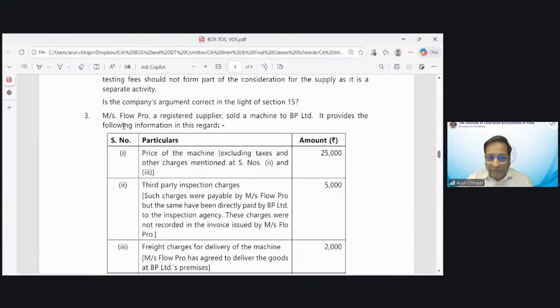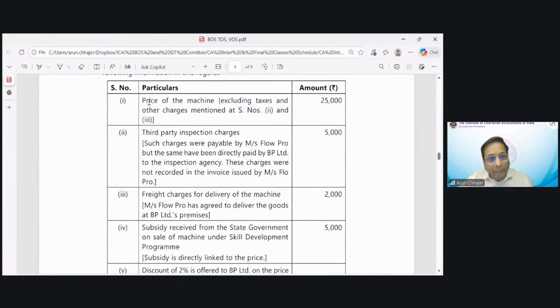So question number 3. Price. Following information: a registered supplier sold the machine to BP Limited. It provides the following information. Price of the machine, excluding taxes and other charges, serial number 2 and 3. Price of the goods 25,000. Third party inspection charges. Such charges were payable by the supplier, but the same has been directly paid by BP Limited to the inspection agency. The charges were not recorded in the invoice issued by the supplier.